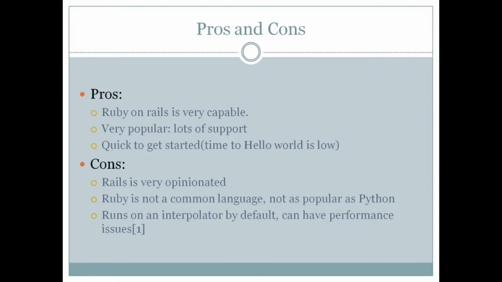And it runs on an interpreter, spelling mistake, by default, not interpolator, and that can have performance issues. There was a case where I believe it was Twitter was using Rails, and it had some performance issues, and they had to replace some components with Scala.